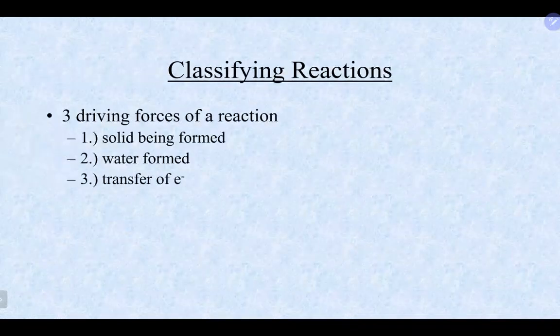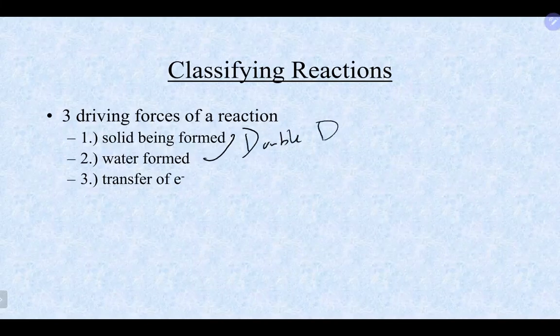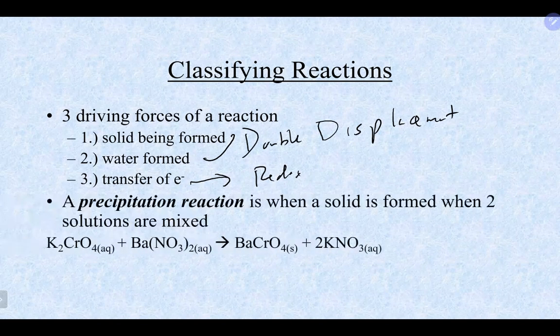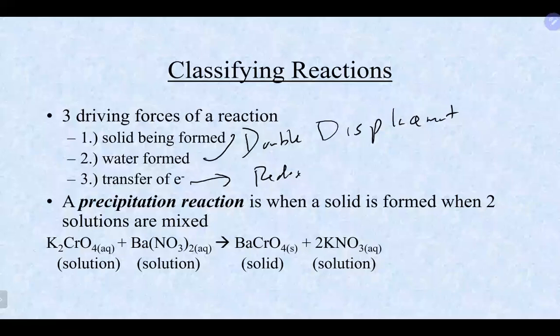So as we talked about, there are really 3 reasons why a reaction takes place: a solid being formed, water being formed, which we covered in our double displacement reactions, and here in redox, obviously, we are covering the transfer of electrons. So as we talked about earlier with our double displacement reactions, whenever we get 2 ionic compounds together, we're going to get that switch that's going to occur. And once again, that is our positive negative guy, our positive negative.